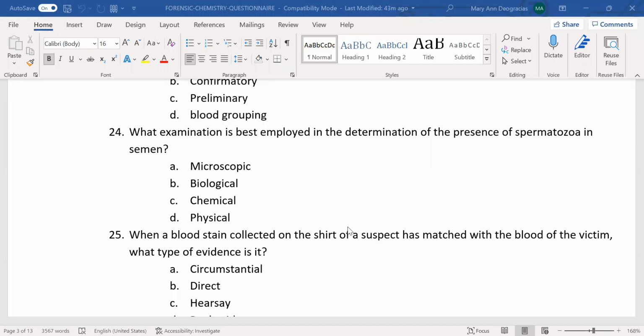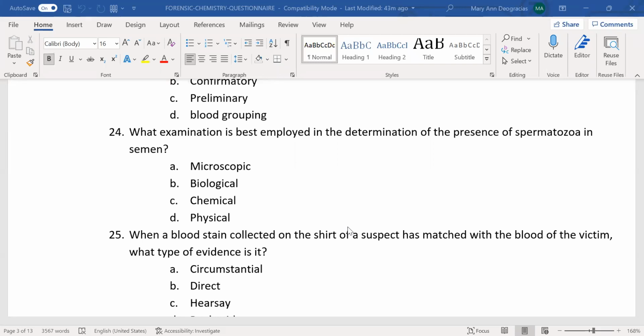Di siya pwedeng biological kasi biological is already for the spermatoprecipitin test. Chemical, ito yung fluorescence, barbareous, pati yung acid phosphatase yan. Physical is yun lang, mismong literal, you're going to observe the appearance of the semen or the seminal fluid. Kaya, the best answer there is microscopic test.